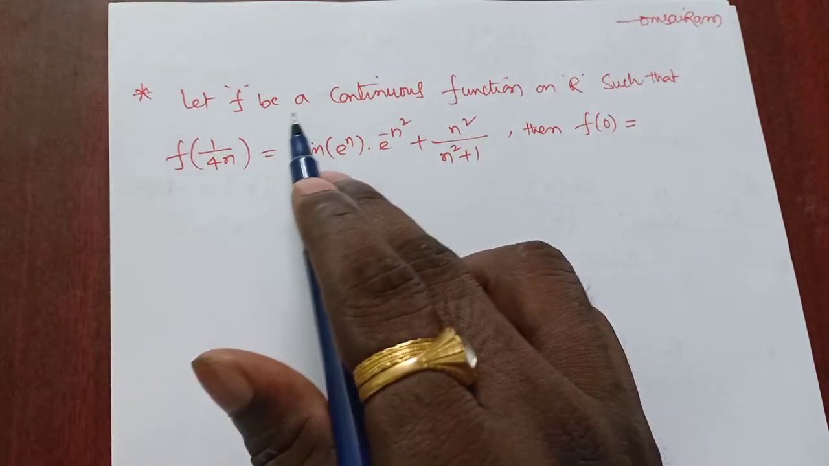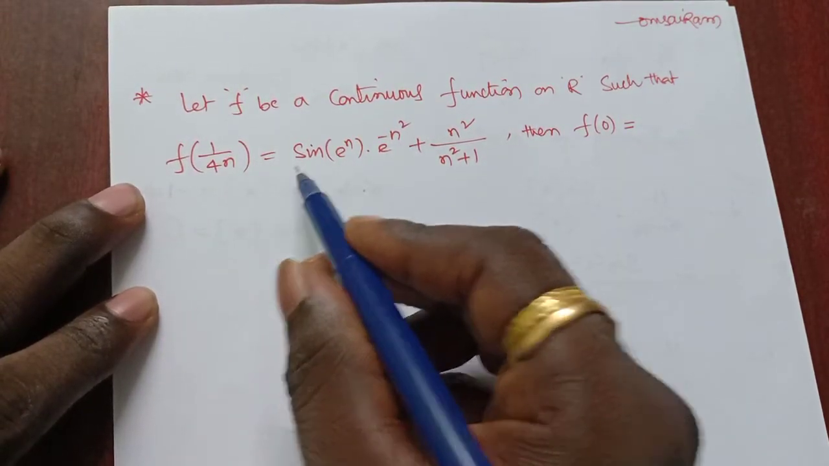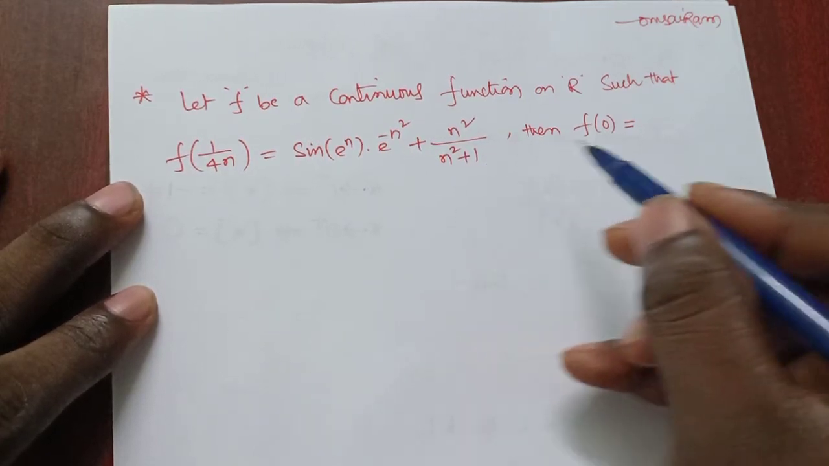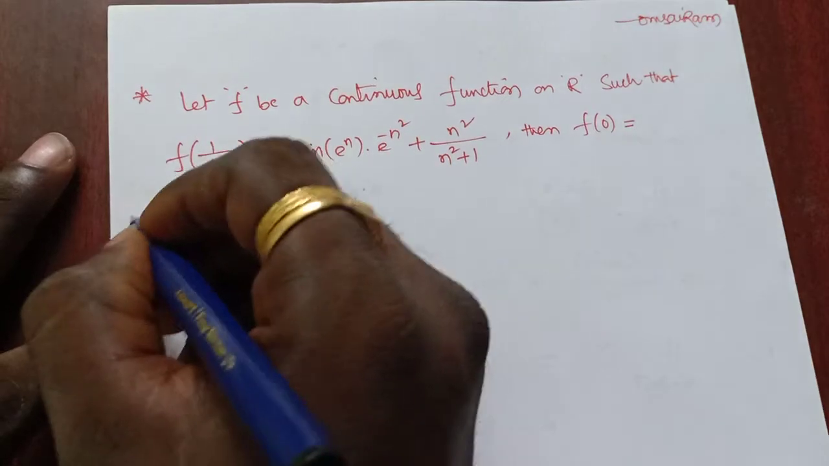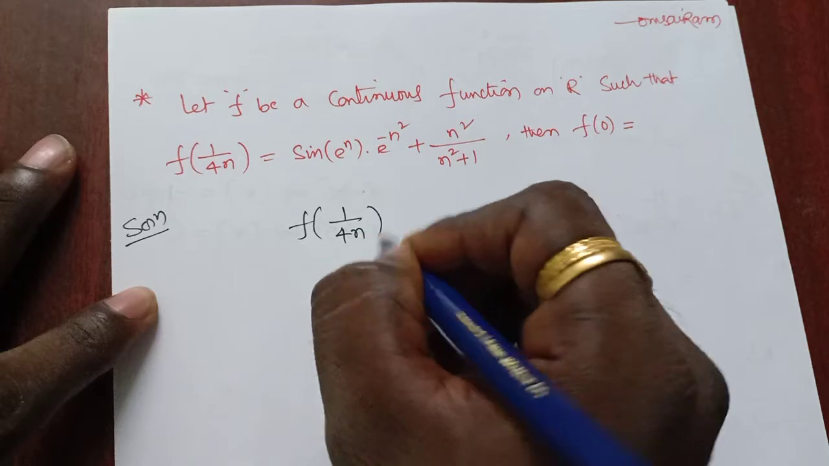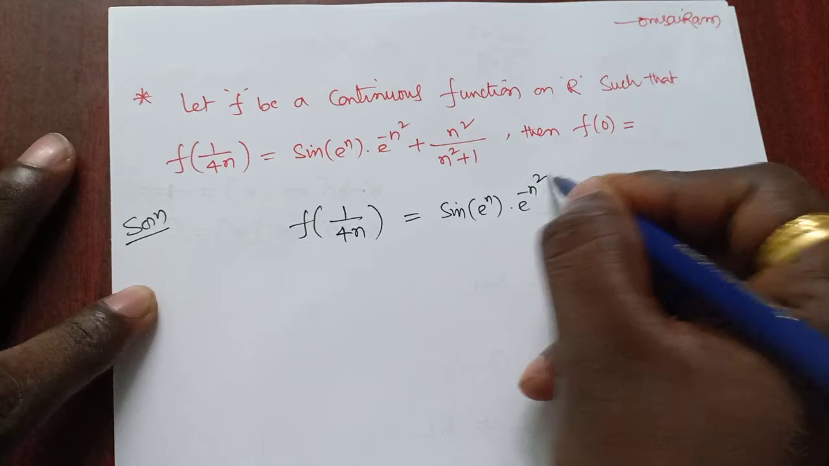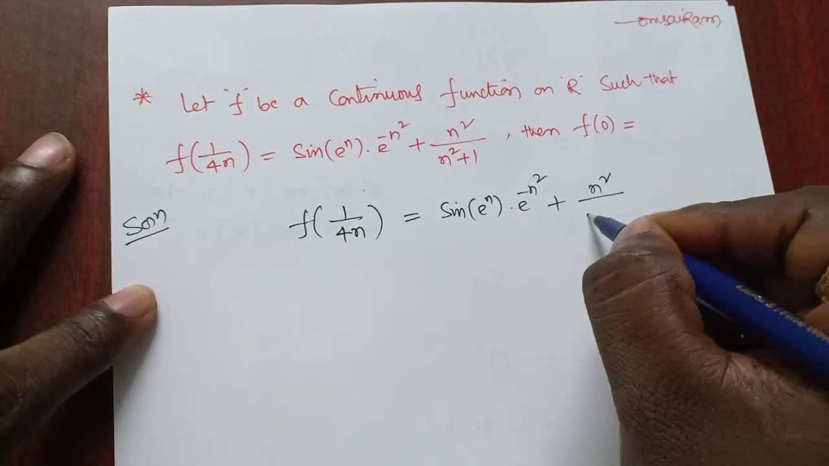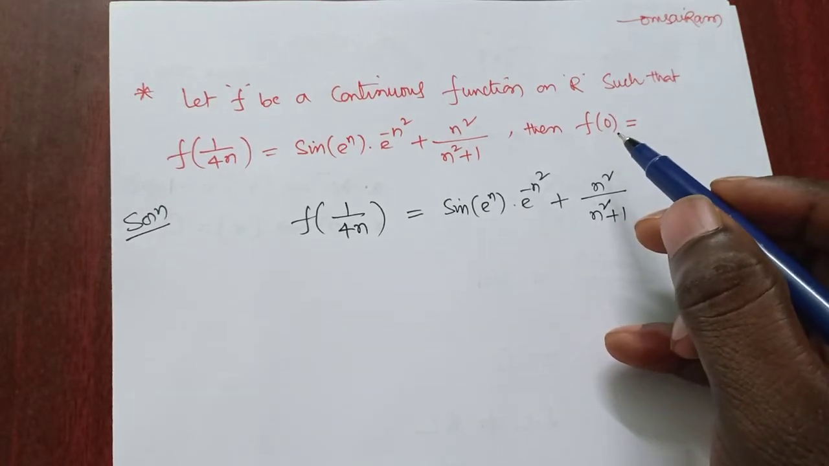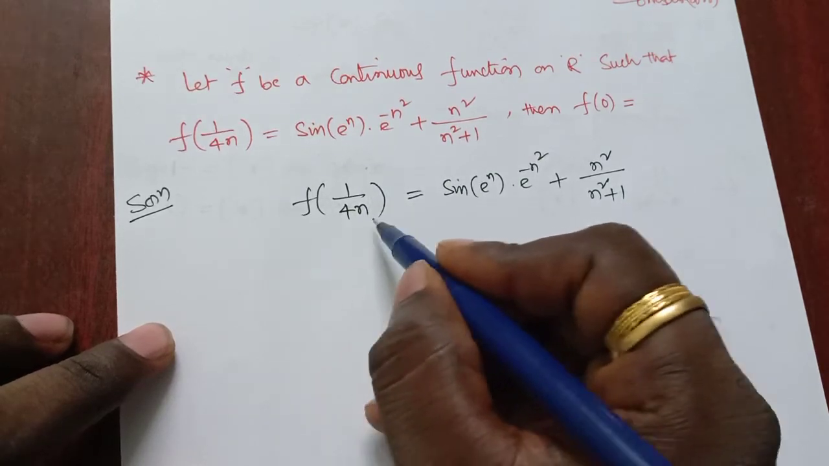Next problem is, let f be a continuous function on R such that f of 1 by n is equal to sine of e power n into e power minus n square plus n square by n square plus 1. Then f of 0 is what? Now coming to the solution, f of 1 by n is equal to sine of e power n times e power minus n square plus n square by n square plus 1. What we need to find? f of 0. But what has been given? f of 1 by n.